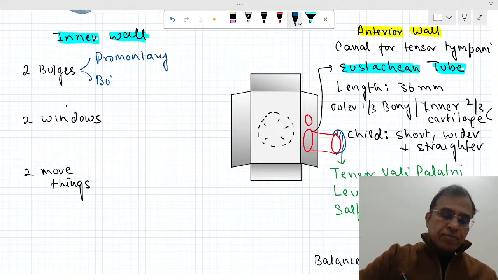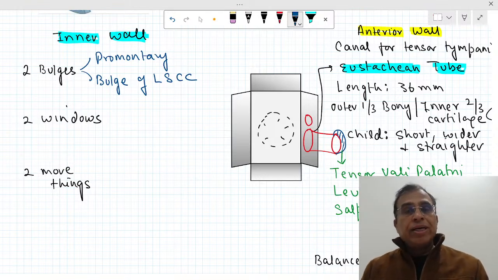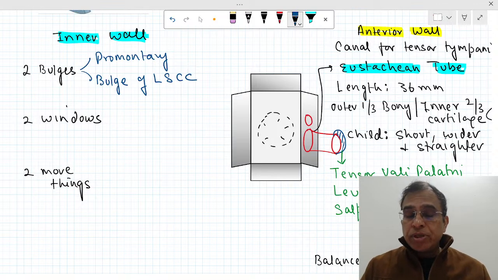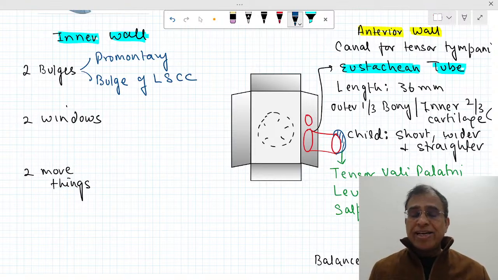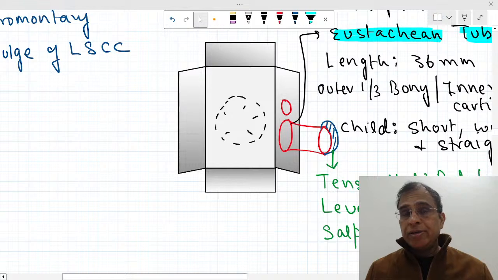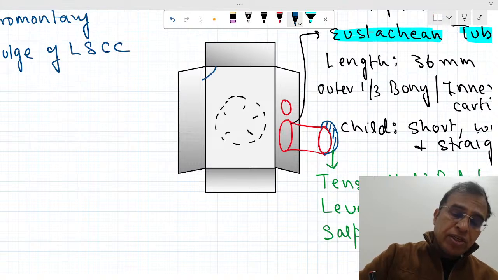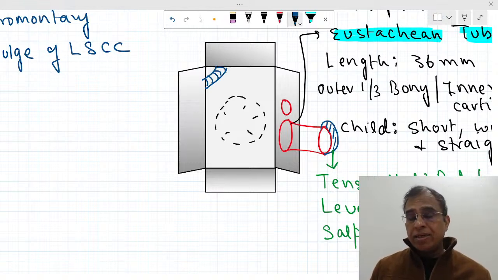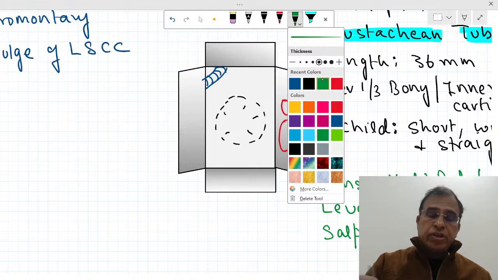The second is the bulge of the LSCC. Do you remember LSCC? Lateral semicircular canal, which we discussed during syringing. So that bulge of the lateral canal lies on the inner wall of the middle ear. So in this diagram, where should I draw the bulge of the lateral canal? Promontory I have drawn already. Bulge of the lateral canal where? In the top corner. Here there is a bulge of the lateral canal. And never disturb this lateral canal, because if this canal is disturbed, what happens? Vertigo and nausea. Remember, if you disturb the lateral canal, there is going to be vertigo and nausea.